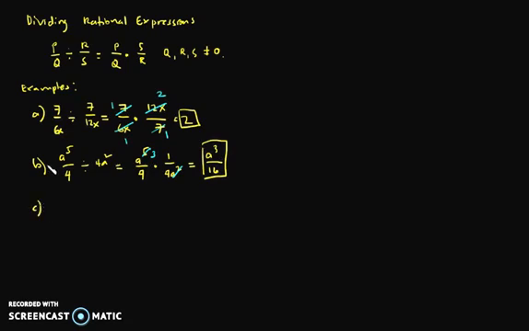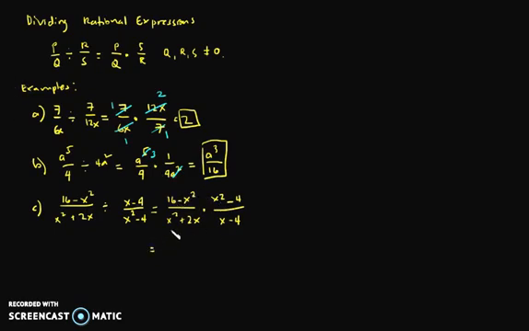Okay, another example. How about if we have 16 minus x squared all over x squared plus 2x divided by x minus 4 over x squared minus 4. The first thing we need to do is rewrite in terms of multiplication by getting the reciprocal of the divisor. That gives us 16 minus x squared over x squared plus 2x multiplied by x squared minus 4 over x minus 4.